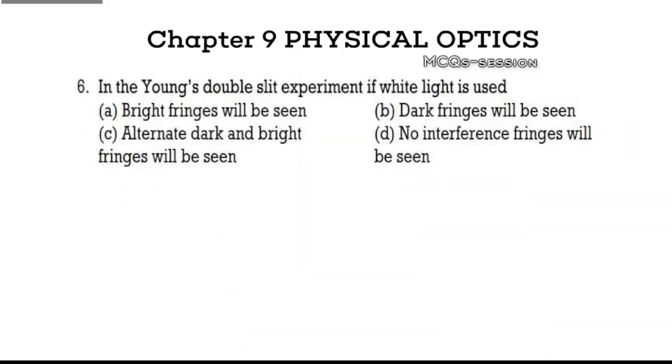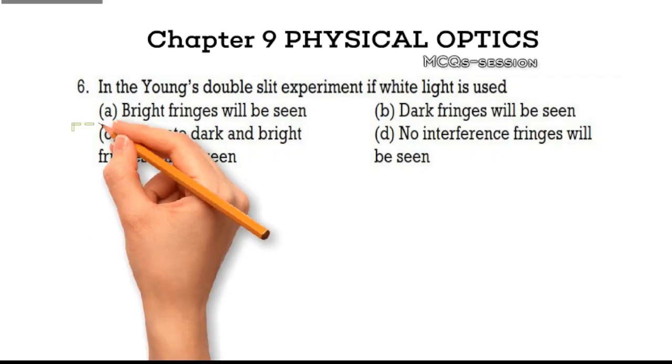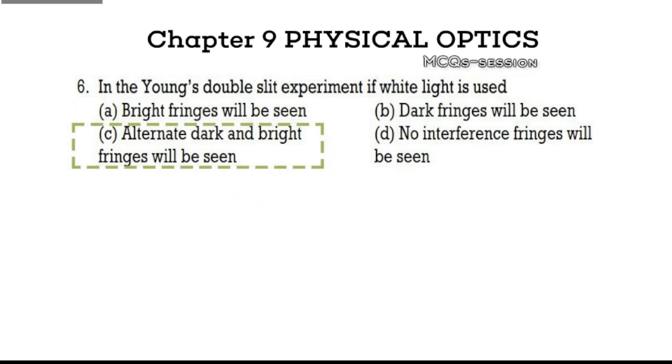Question 6. In Young's double-slit experiment, if white light is used, A. Bright fringes will be seen, B. Dark fringes will be seen, C. Alternate dark and bright fringes will be seen, D. No interference fringes will be seen. Correct answer, C. Alternate dark and bright fringes will be seen. Explanation. White light creates colorful fringes as its different wavelengths overlap, forming alternating bright and dark patterns.